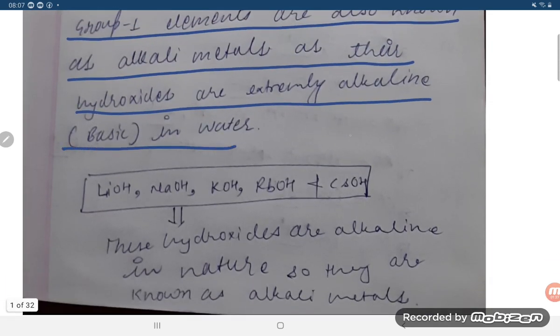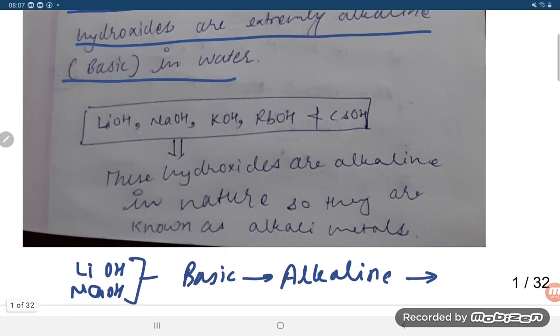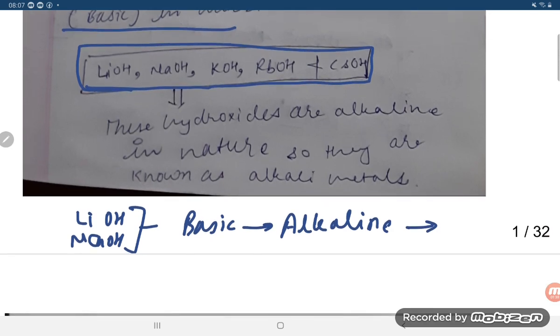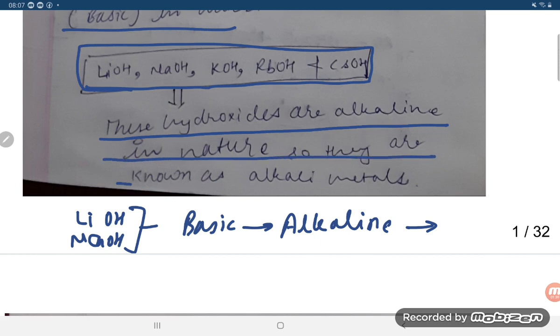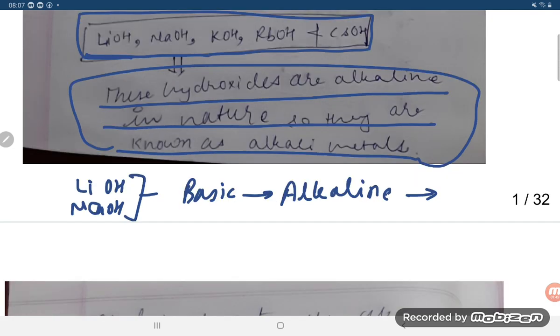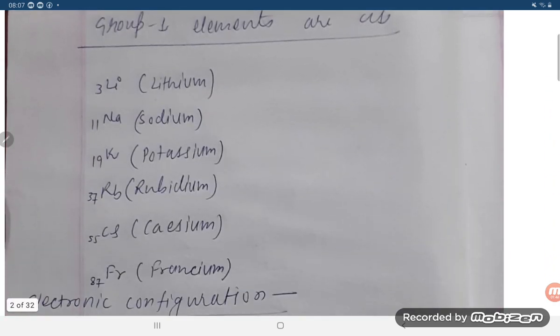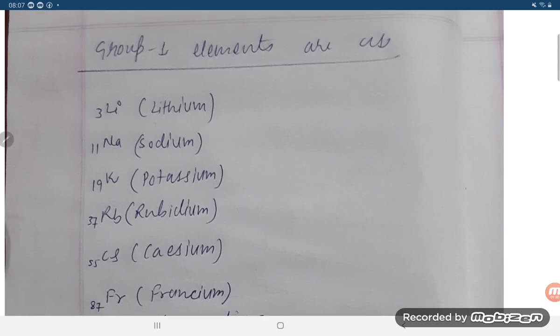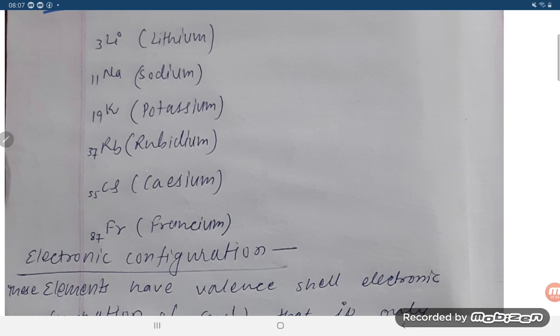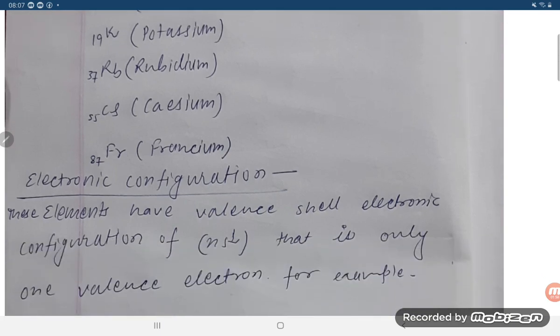Now we have LiOH, NaOH, KOH, RbOH and CsOH. These hydroxides are alkaline in nature, so they are known as alkali metals. Right, students? Why are they known as alkali metals? Because their hydroxides are alkaline in nature. Next, the group 1 elements are lithium, sodium, potassium, rubidium, cesium and francium.